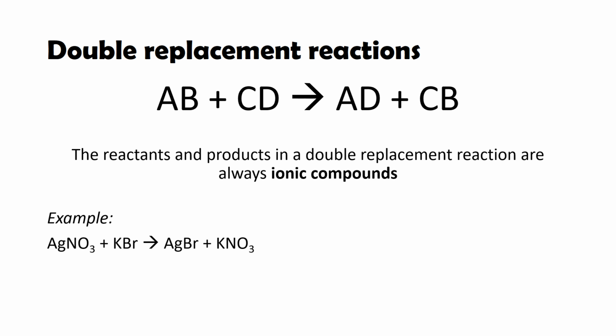In the example shown, we have two reactants, AgNO3 and KBr. Through this double replacement reaction, Ag from AgNO3 recombines with Br from KBr to form AgBr. The second product is created when potassium, or K, recombines with the polyatomic ion NO3. It may be helpful to think of the 4 ions in this example using the letters from the general pattern shown above.